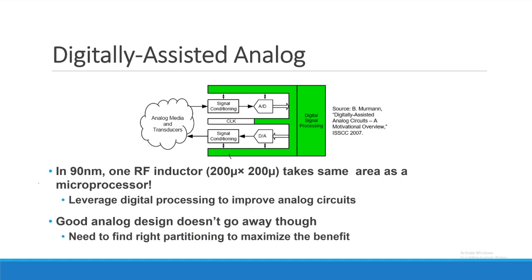And actually in RF, this is one of the most obvious things because, as I'd mentioned before, inductors are pretty big. So if you look at it in 90 nanometer, one RF inductor, which is about, let's say, 200 microns by 200 microns, takes the same area as an entire microprocessor. Now, this is maybe not the latest and greatest microprocessor, but it's maybe the equivalent of a 286 or 386 or maybe even a 486. So a fairly sophisticated thing, meaning at least a couple million transistors, right? I can do a lot of stuff with a couple million transistors. I can figure a lot of things out.